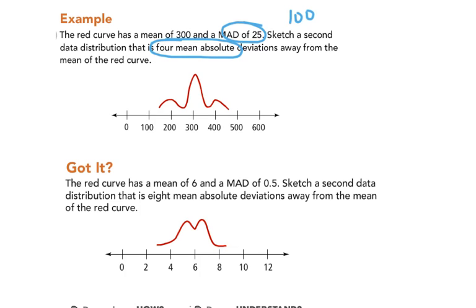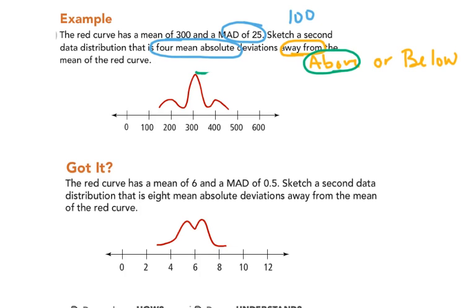The words "away from" does not distinguish if it's above or below. So we have 2 different possibilities. So if it's 100 away from the mean of the red curve, I will do 100 above in green. So I'm going to take this whole thing and slide it 100 units away.